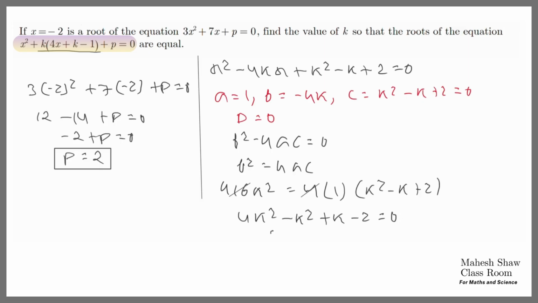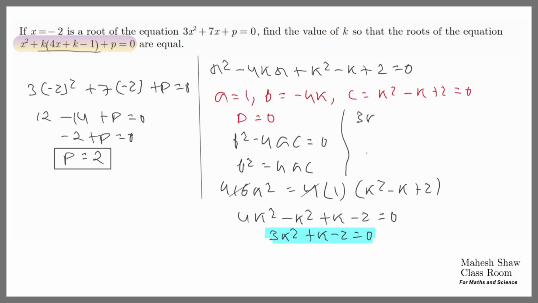On simplifying this, we get as what? 3 times k square plus k minus 2 equals 0. So here we got this quadratic polynomial in terms of k. So this we can factorize to obtain the value of k here. So let's do it here. This is from the factors of 2 into 3, 6. We have to obtain k.